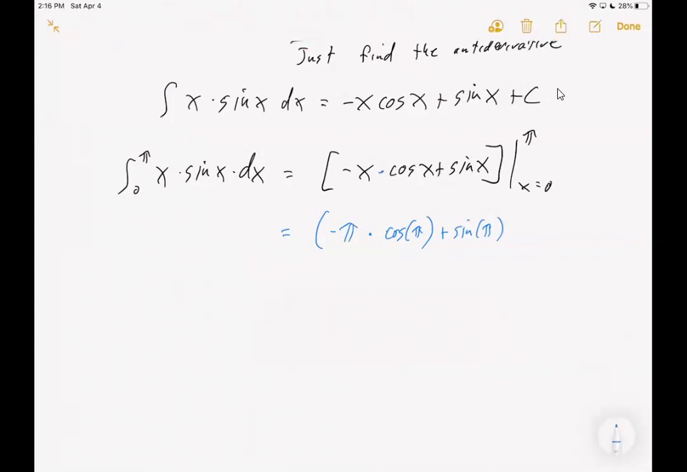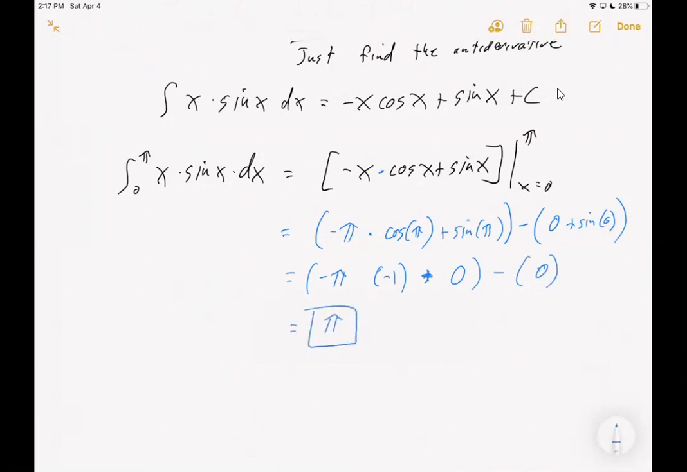Okay, so that's what happens when we substitute pi, and we're going to have to substitute the 0 in. But when you put 0 in for x, the entire first term goes to 0, and then you'll have plus the sine of 0, which will also be 0. But let's evaluate each thing now. Negative pi. The cosine of pi is negative 1. The sine at pi is 0. Okay, minus 0 plus 0. Okay, the sine of 0 is 0. So we end up with an answer of exactly pi.